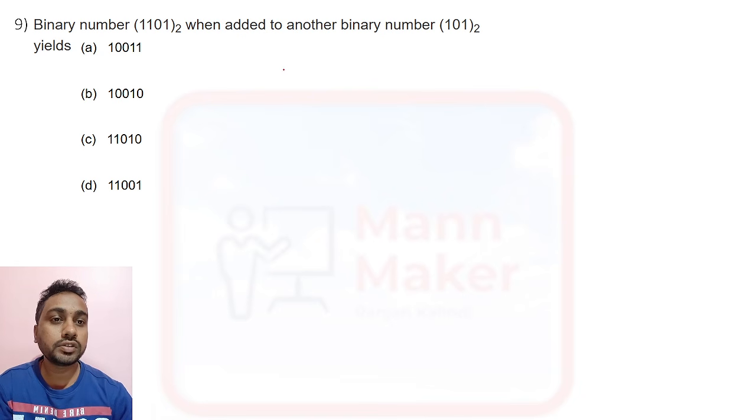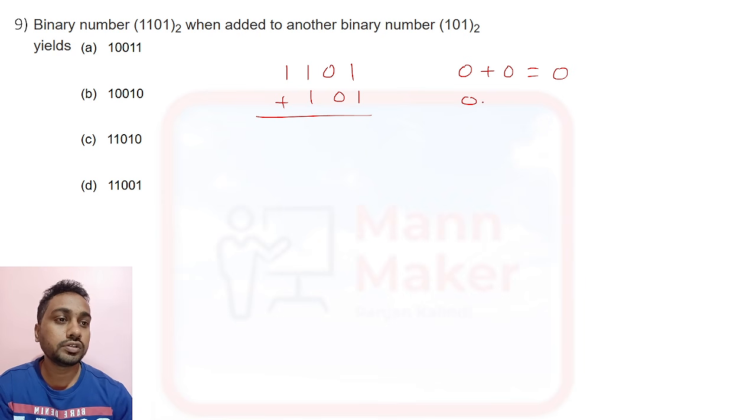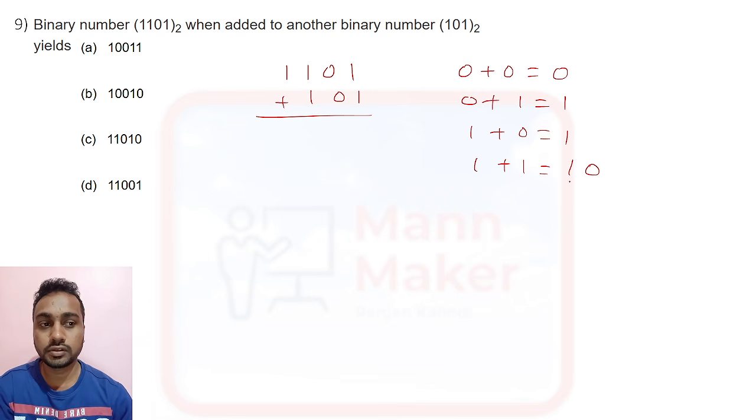Binary numbers 1101 and 101, we have to perform addition. Okay, so generally we know 0 plus 0 is what? 0. 0 plus 1 is what? 1. And 1 plus 0 is what? 1. And 1 plus 1 is what? 10, that is 1 carry with 0.